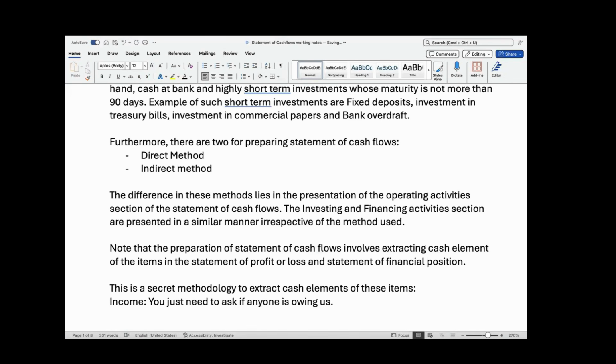Your income, whether revenue or other income, is 100 naira. So you want to know, in that 100 naira, how much is cash? How much have I received? Simple. Just ask, is anyone owing me? If the answer is no, that means you have collected on the 100 naira. That means you have received everything. That means the cash element is 100.